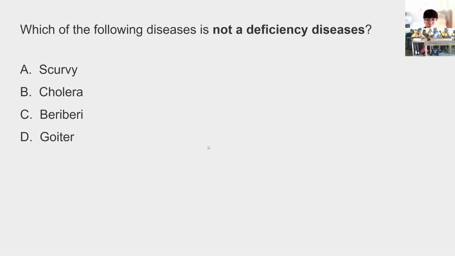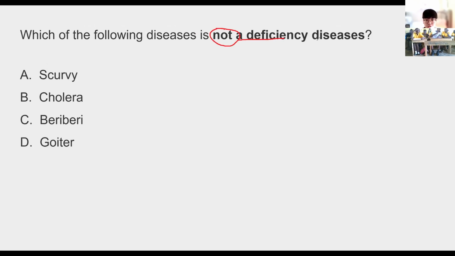And let's look at another question, another deficiency question. Which of the following diseases is not a deficiency disease? We're asking for what's not a deficiency disease. You can take a little bit of a guess.